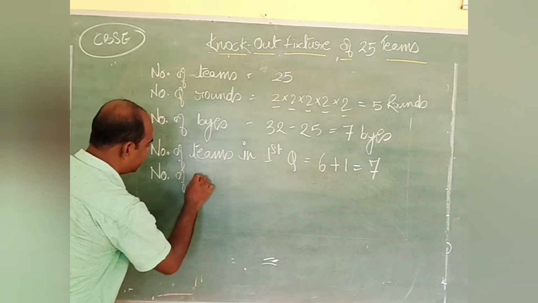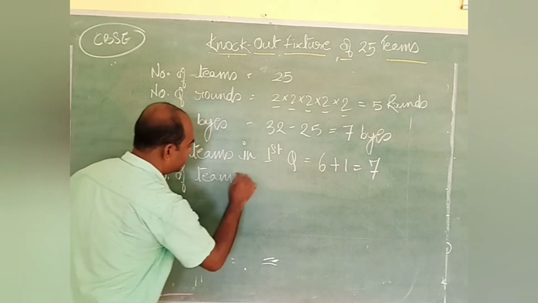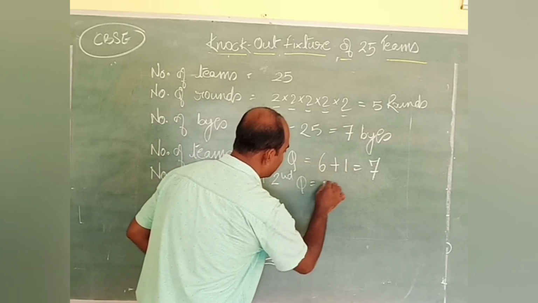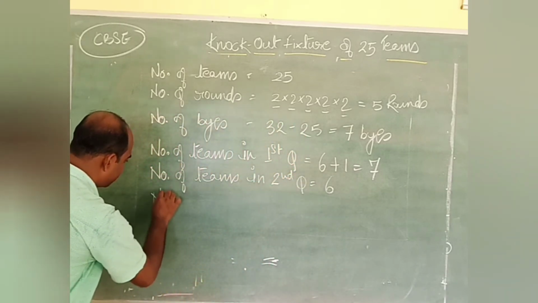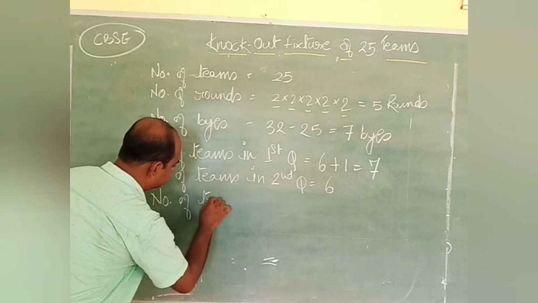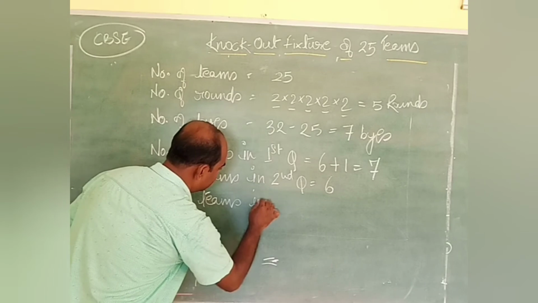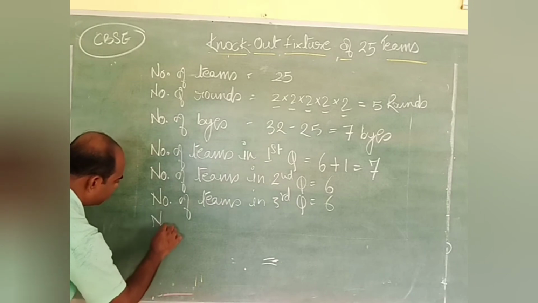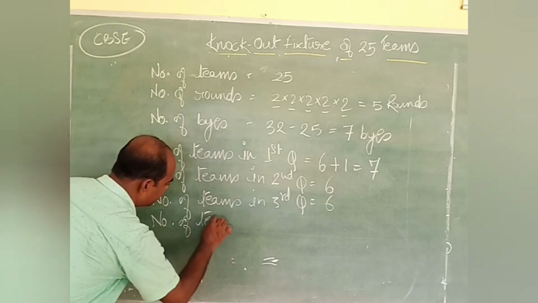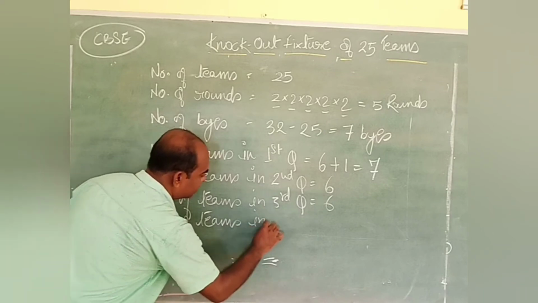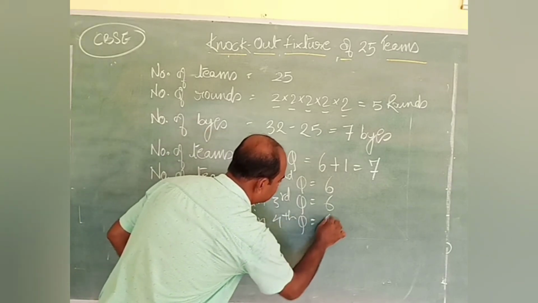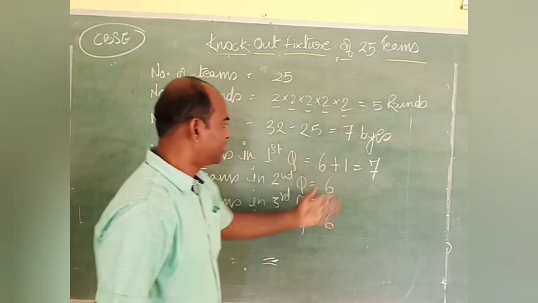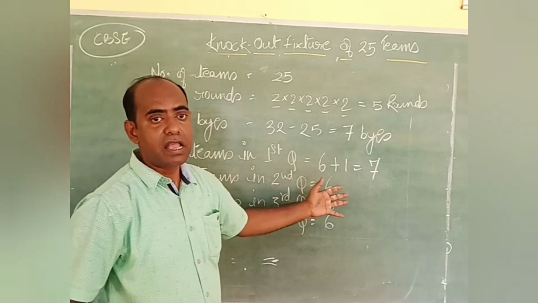Number of teams in second quarter is 6. Number of teams in third quarter is 6. Number of teams in fourth quarter is 6. So total 7 plus 6 plus 6 plus 6 is 25 teams. This way we are going to distribute the teams in 4 quarters.